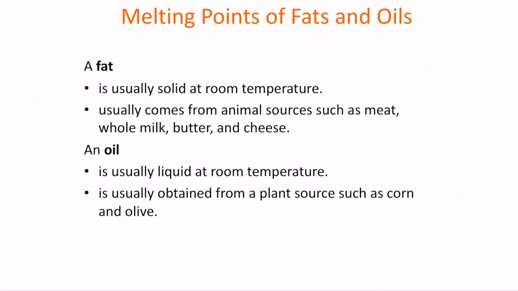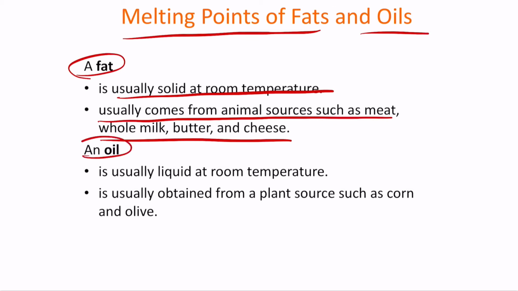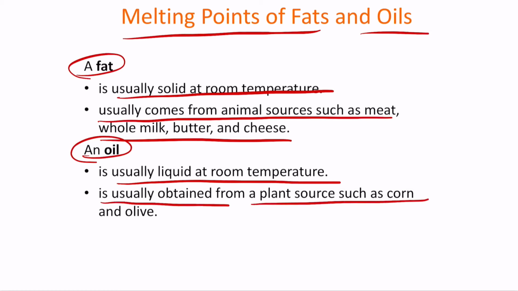Next, what are the melting points of fats and oils? A fat in general is usually solid at room temperature. It usually comes from animal sources such as meat, whole milk, butter or cheese. An oil is usually liquid at room temperature and is usually obtained from a plant source such as corn or olive.